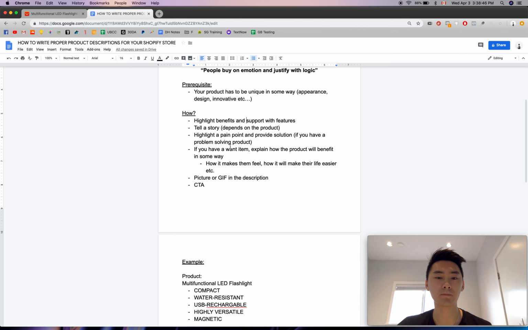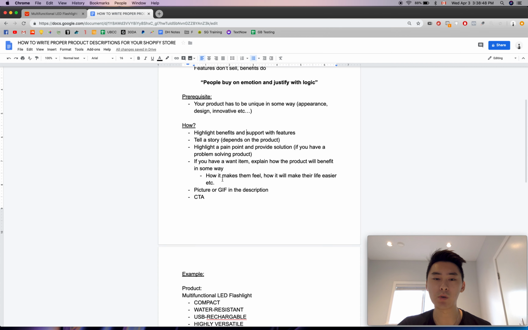You get the point. So in the middle somewhere, you should also include a picture or a GIF in the description, just to highlight how it works and show more angles of the product and things like that, so that customers get a better idea of what they're getting into and what kind of details it entails.